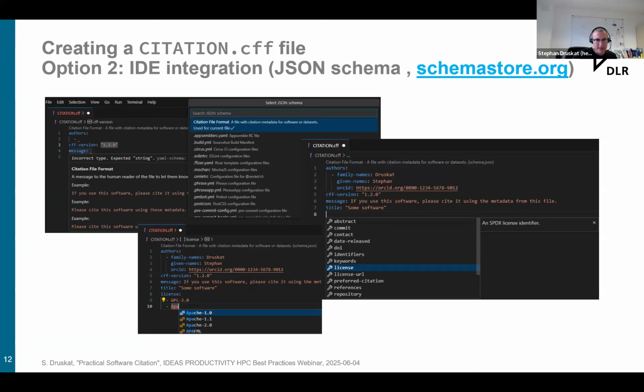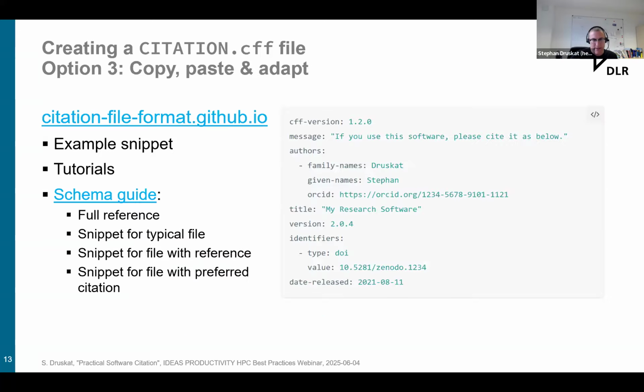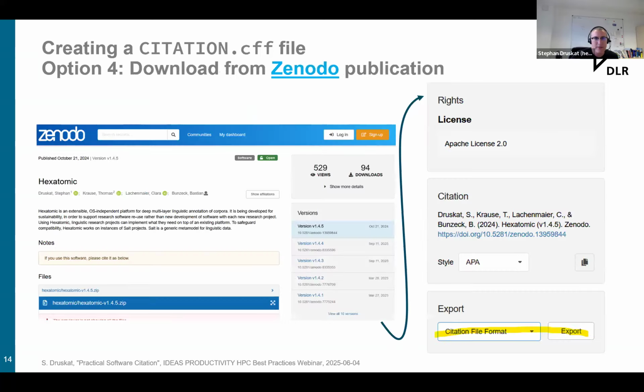And that's really quite handy, especially if you've created your initial version of the file and then you want to adapt it, you can make sure that it's actually valid. There is also the CFF website, which has example snippets. It has a tutorial, and the schema guide provides a full reference of the whole schema. We can really dive into the format, and there are snippets for typical files, for files with references, and also an example file or snippet for the preferred citation I talked about.